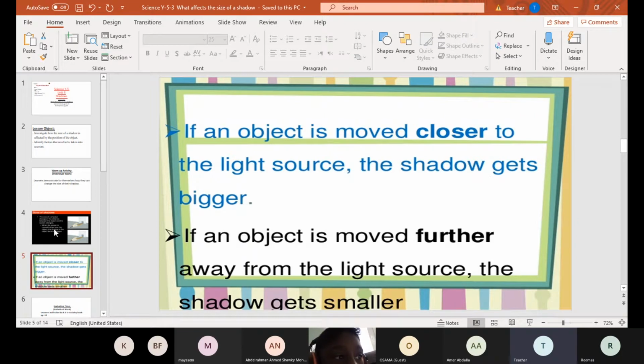Come on, do it now. All of you, please. If you have any object, start with it. You should put the light on the same spot. No need to change the light position. Just change the distance in between the wall and your object.